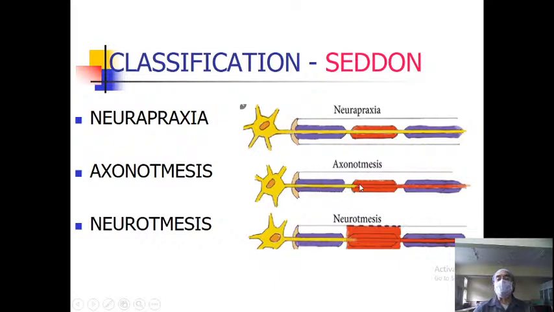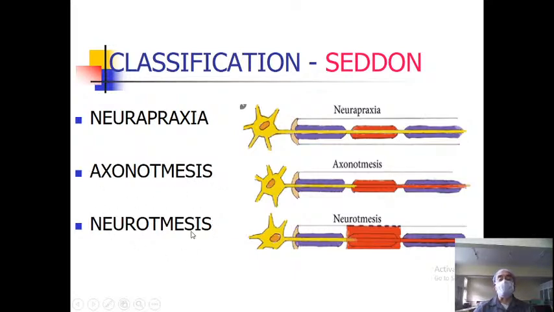Here you can see there is a loss of continuity of the axon in the middle segment. So that is axonotmesis. In neurotmesis, the whole nerve is cut. So this is in brief the classification of Seddon. Neuropraxia: anatomy intact, only physiology. Because anatomy is intact, there is a chance that it may come back to normalcy. In axonotmesis, because there is a cut in the axon, the complete function may not be restored without intervention.